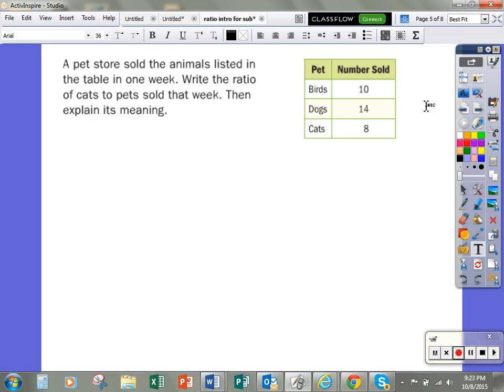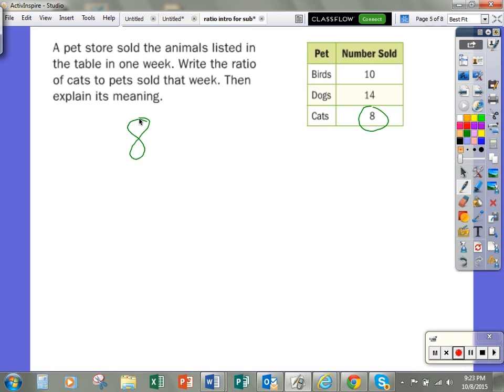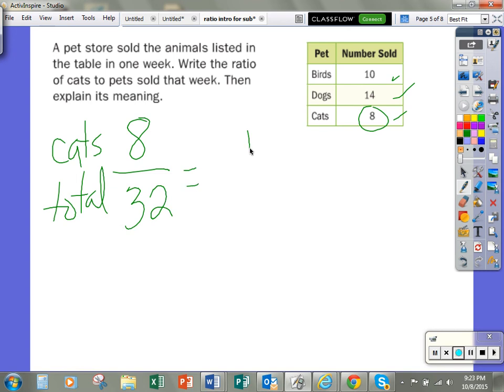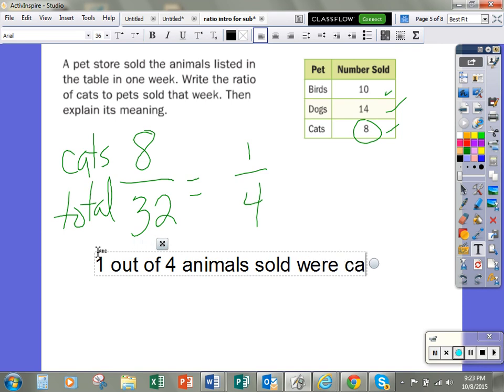Our next example is about pets sold at the pet store, and it wants us to compare the number of cats to the total pets. So cats is 8. So this is cats, and the total, that'd be 24. Plus 8 would be 32, so 8 out of 32, or 1 out of 4. So what that is telling me is that 1 out of 4 animals sold were cats.